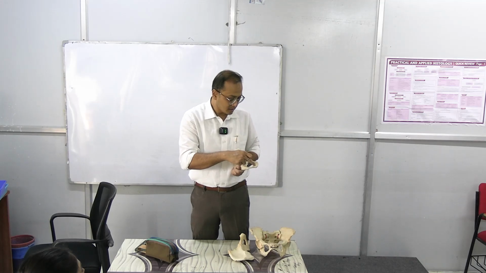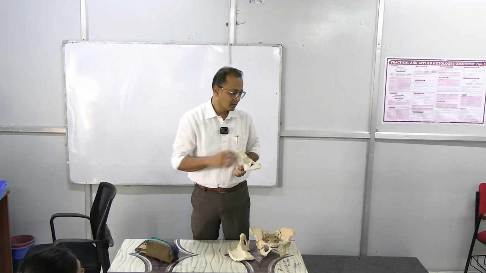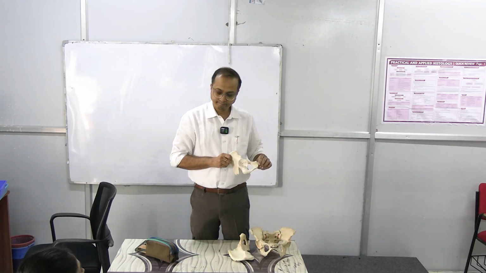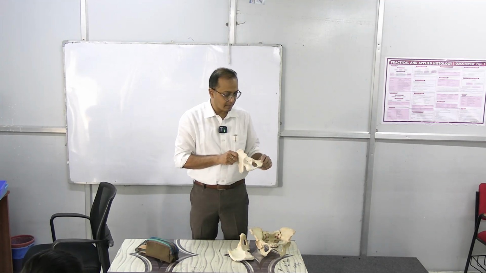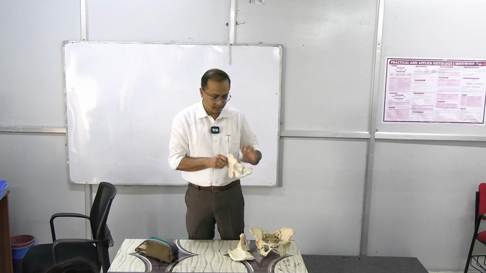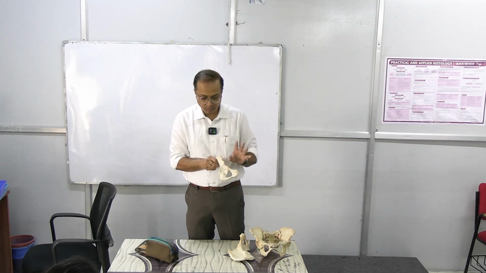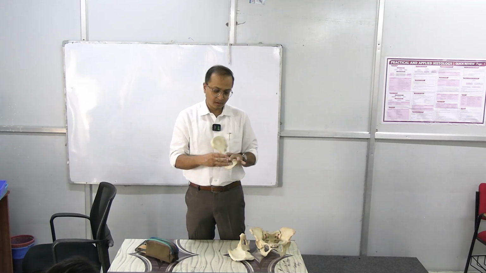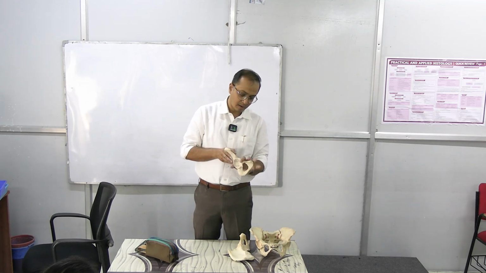So, the superior ramus and inferior ramus of the pubic bone, which has a body with two horns going in two different directions and blending up with two different bones. Now, coming back to this same bone we have talked about.